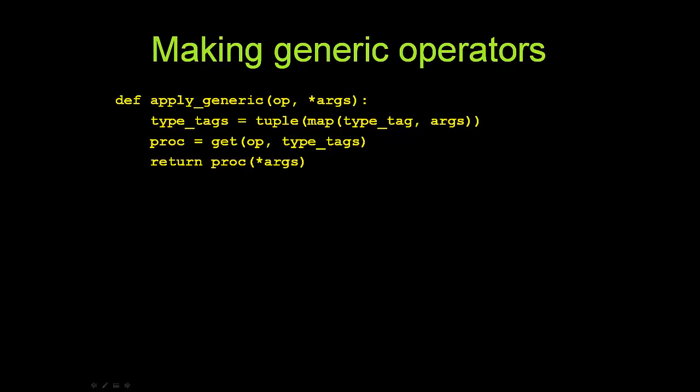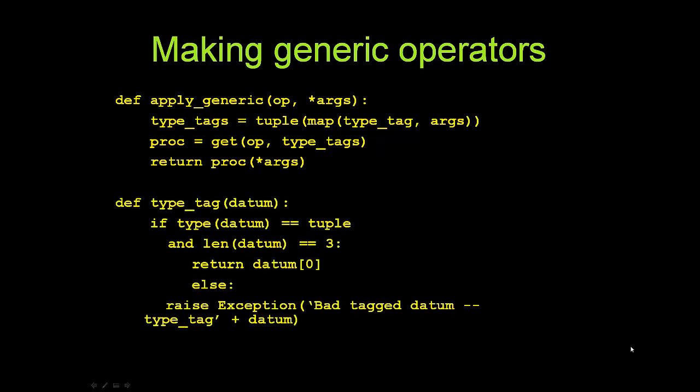All right, so now let's take a look at how we will actually use this table to implement our generic operators. The function we need to look at is called apply generic, and this apply generic will call type tag. But let's take a look. First of all, you try to apply an operation to a bunch of arguments. So you're trying to do something, and what you do then is map the type tag on the arguments.